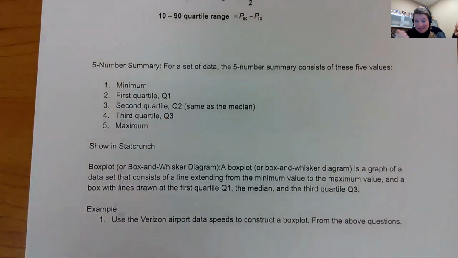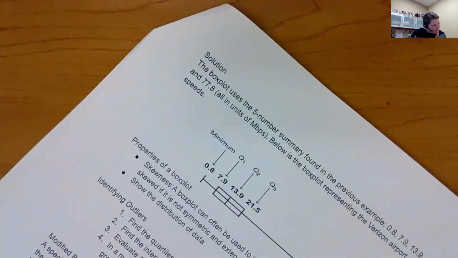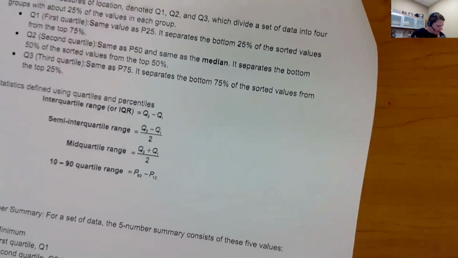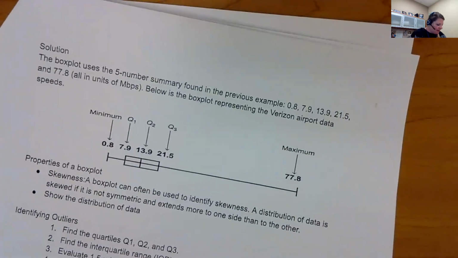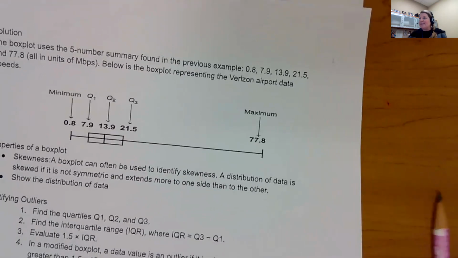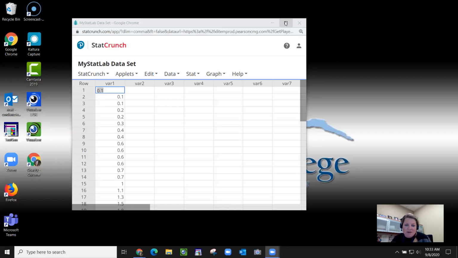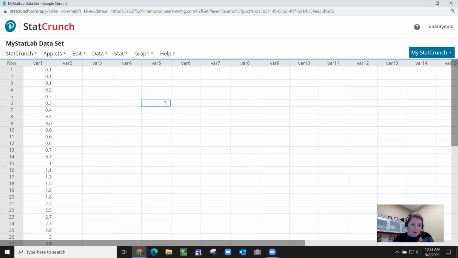Okay, so I'm going to show this in StatCrunch. I do show the solution right below it. I do write out a solution if you want to see one. So let me show this in StatCrunch. I am going to just use that same data we were just looking at. Here's that same data, totally different problem, but this data will be perfect.